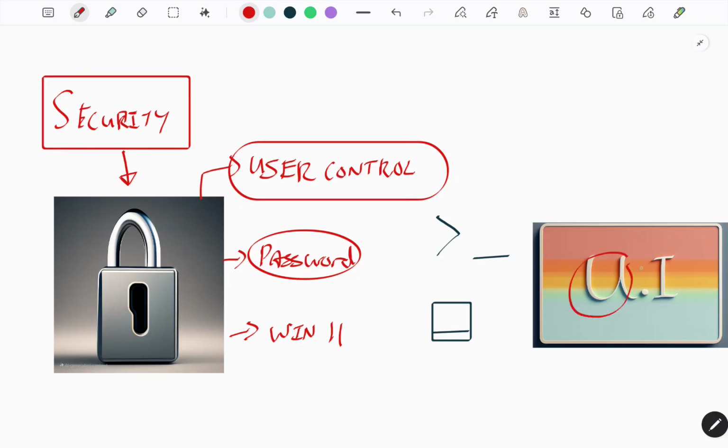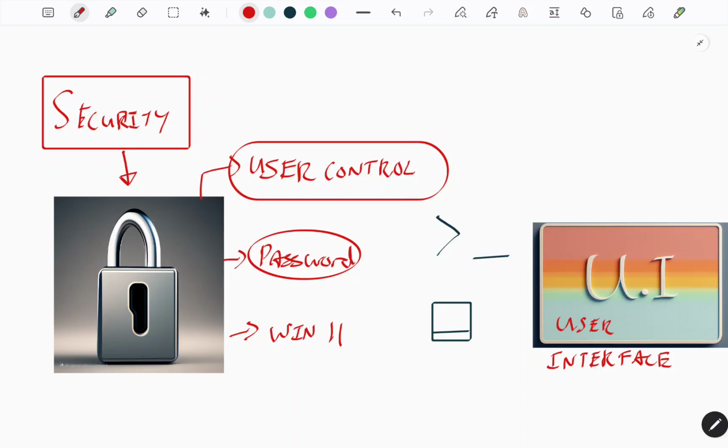The user interface. Let me just write it here: user interface or face? I've got face, right? Interface. Is it correct? Interface, right? User interface. This is what happens when your brain cannot work well.